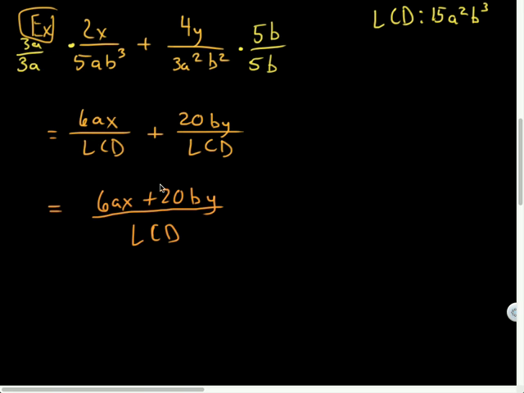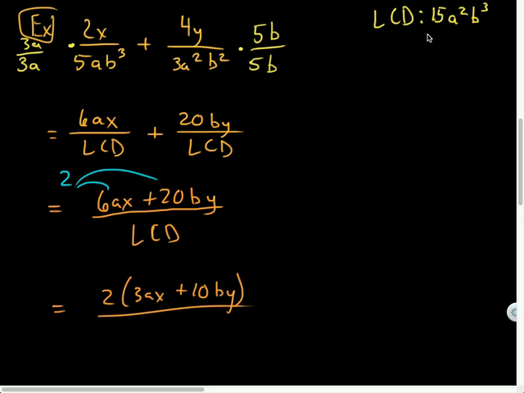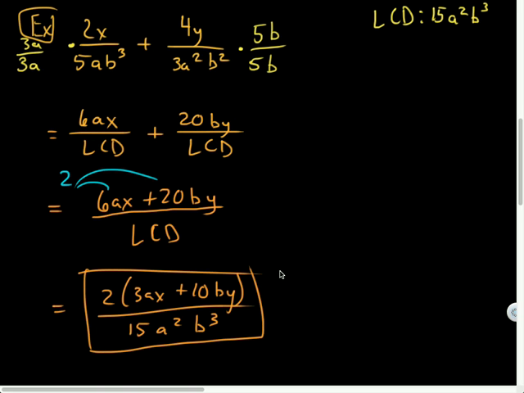Now, I still wrote this over LCD because there's the potential of simplifying it. So I should actually now check to see if I could factor anything. I think I can. What could I factor out of this? 2. Yeah, 2. Yep, I like it. So this is going to equal 2 times 3ax plus 10by all over, and I don't believe this is going to cancel out with anything, so I'm gonna just write my final LCD, 15a squared b cubed. Nothing cancels out, so I believe I'm done. But like if that 15 was reducible by 2, then I would have canceled out and done all that stuff. No fruit ninjas in this case, but that's okay.